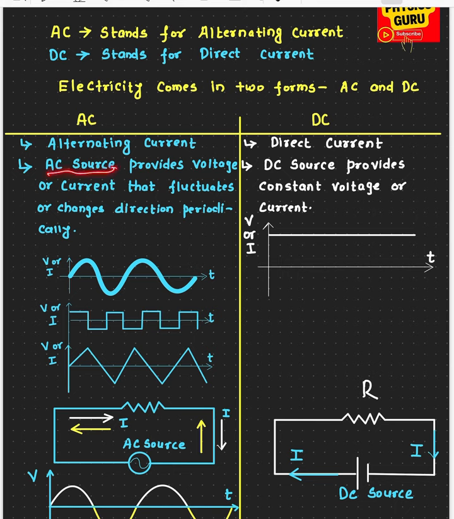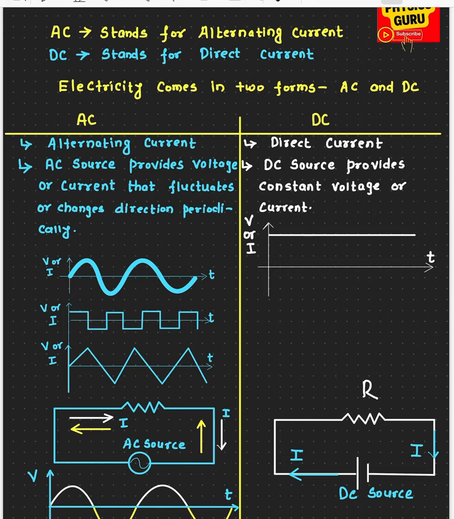An AC source provides a voltage or current that fluctuates or changes direction periodically, while a DC source provides a voltage or current that does not change with time. For example, here, if I look at the time versus voltage graph or the current graph, it remains constant. It does not change. Okay, there can be a small ripple, but it does remain constant.